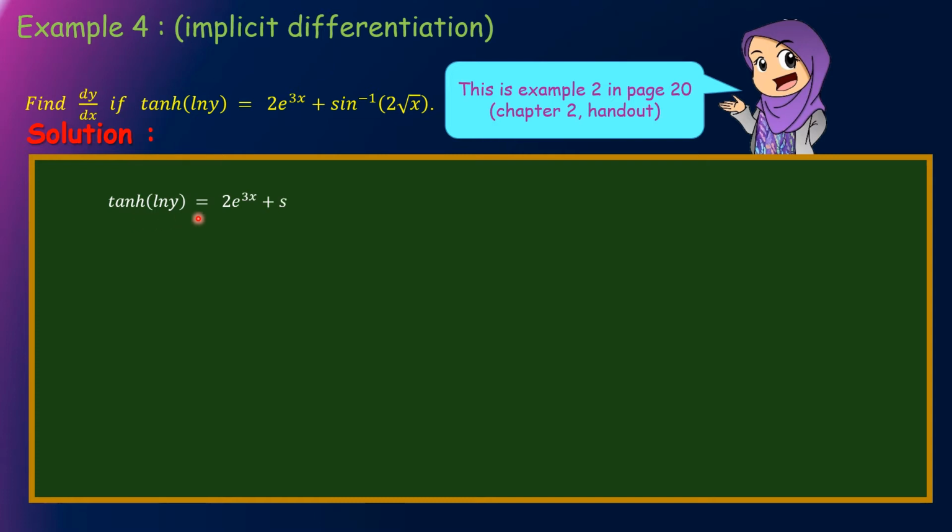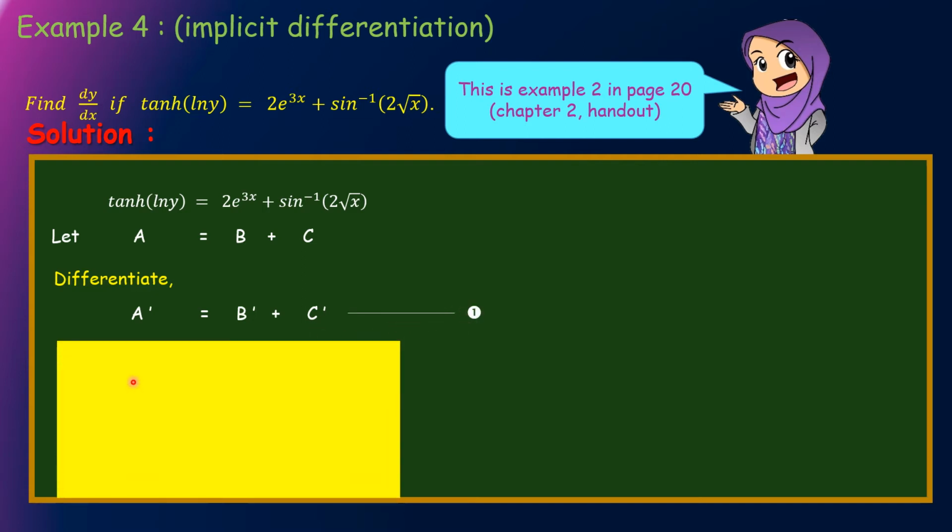Okay, we are given tan(ln y) = 2e^(3x) + sin⁻¹(2√x). First step, we can define one by one. We define tan(ln y) as A, equals to define 2e^(3x) as B, plus define sin⁻¹(2√x) as C. Then we differentiate one by one. We differentiate A, so the symbol is A prime, equals B prime, plus C prime. Then we name this equation 1. Then we can show one by one the derivative of A, B and C.